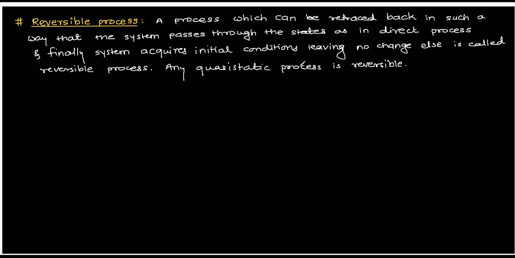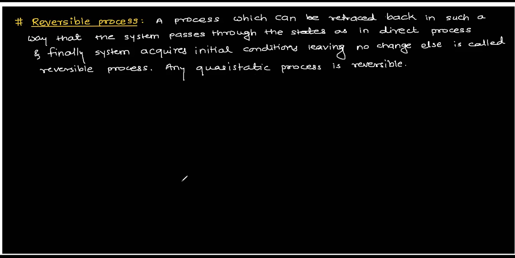Because in a quasi-static process, at each and every point, the system will be in thermal and mechanical equilibrium with the surroundings. So there is no change. Here also, in a reversible process, it is retraced back following the same steps as in the direct process, and finally there are no changes. They are not leaving any changes. That's why any quasi-static process is reversible. Yes or not?